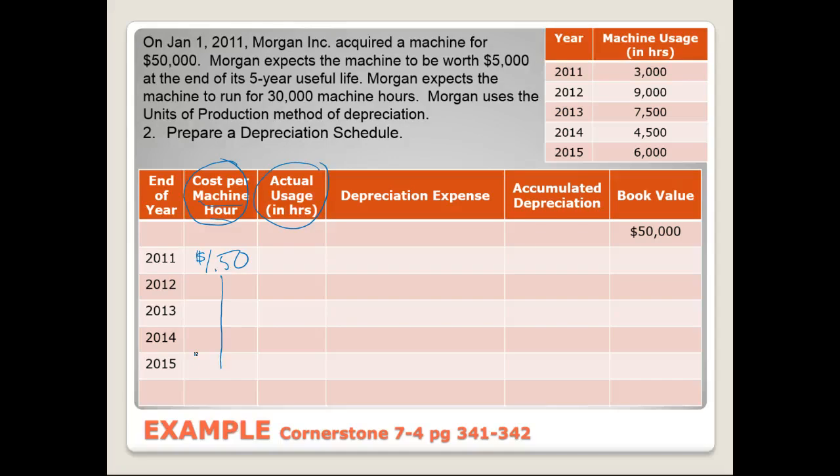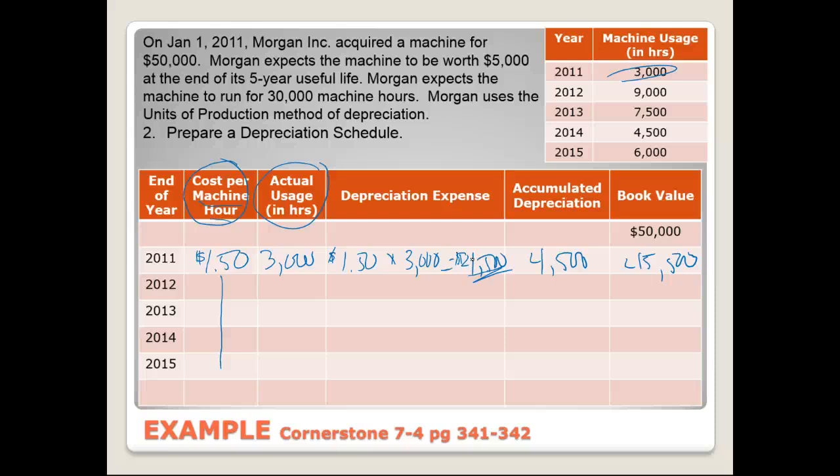Now, what is the actual usage in hours for 2011? It's 3,000 hours, which we got from our chart up here, which we got in the problem. So what is the depreciation expense for 2011? Right, it's simple. It's just going to be the $1.50 times 3,000 hours. And what does that equal? $4,500. So what is the total accumulated depreciation for 2011? Well, we only have 1 year of depreciation so far, so it's just going to be $4,500. What is 50,000 minus $4,500? Right, it's going to be $45,500. Now, if you notice in this method, it just so happens that based on machine usage, the depreciation in 2011 is smaller than it would have been in the straight line method or in the double declining balance method. Now, if they had used more hours in 2011, then it would have been more.